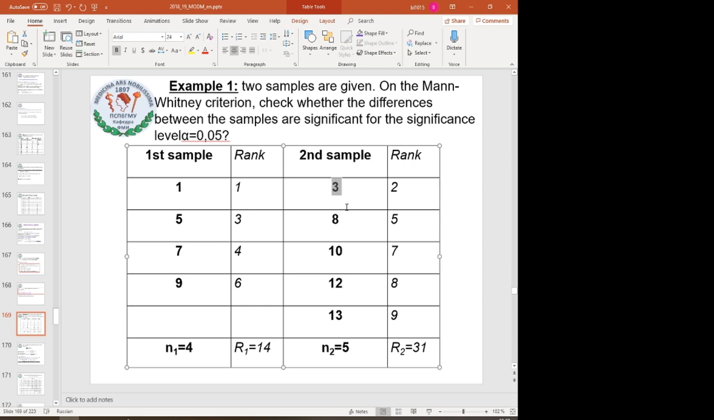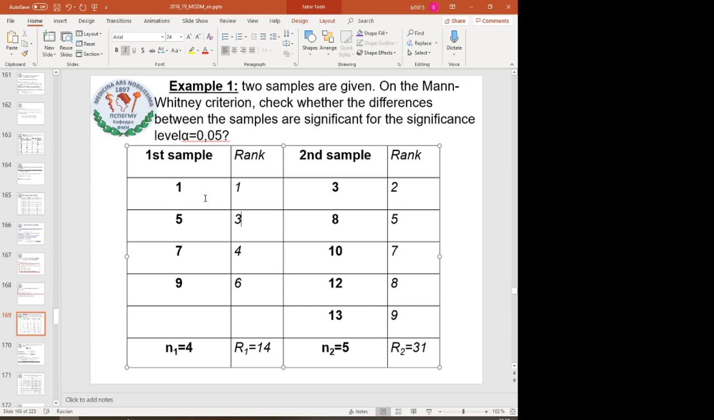For these small samples, it's almost obvious that those samples will not have a significant difference. But we see that the second sample will generally have bigger numbers than the first one.